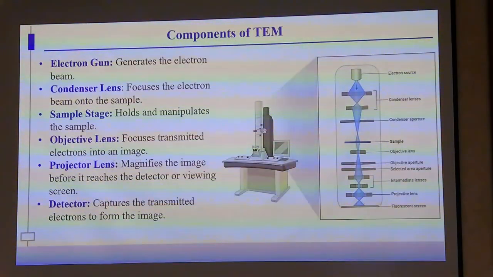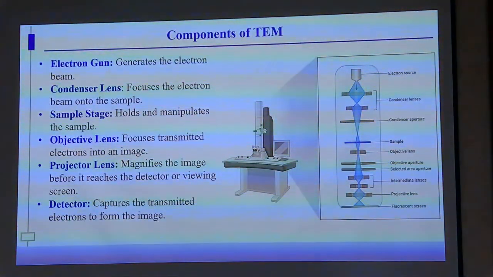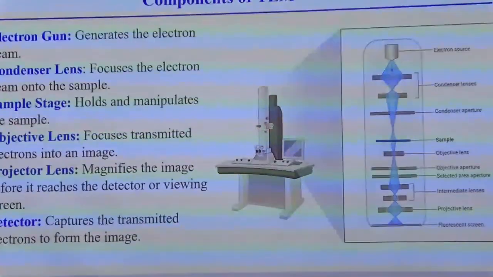The basic components of your TEM: obviously you should have an electron gun, then a condenser lens to focus the electron beam onto the sample, same thing as in SEM. Same way we have a sample stage, and we have an objective lens to focus transmitted electrons into an image, and then we have a projector lens to magnify that image before it reaches the detector, and then we have the detector. So these are the very basic components. And here we are using magnetic lenses in place of standard glass lenses.